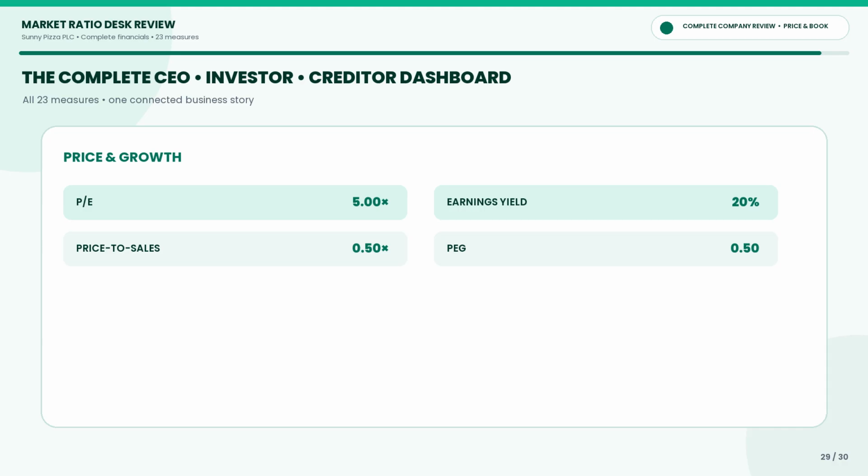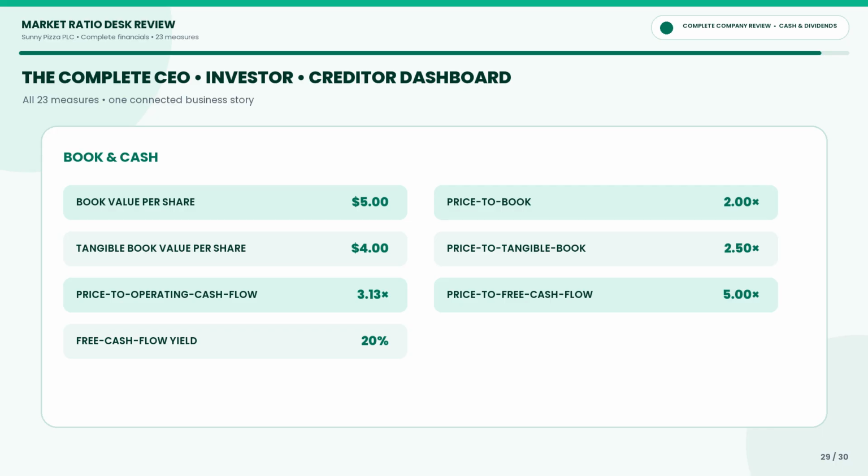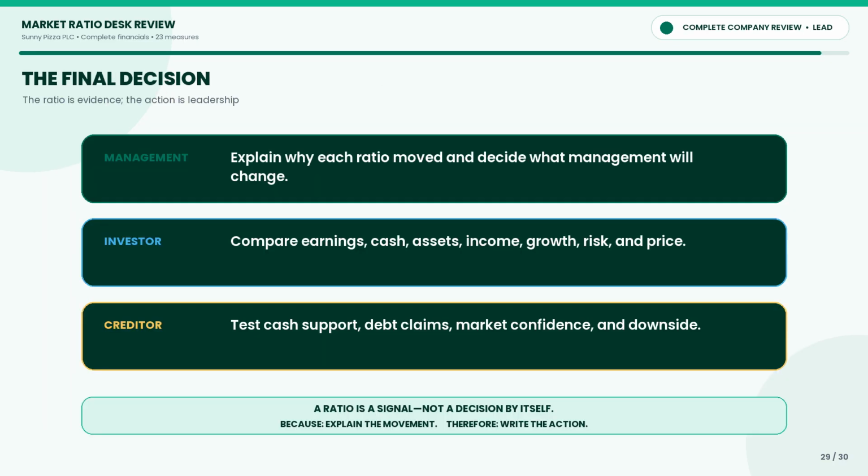Cash measures are 3.13 price to operating cash flow, 5 times price to free cash flow, and 20% free cash flow yield. Dividend measures are 30% payout, 70% retention, 6% yield, and 3.33 coverage. Enterprise measures are 0.83 EV to sales and 3.77 EV to EBITDA. Total shareholder return is 32.5%. The chief executive sees dilution, expectations, capital allocation, and financing choices. The investor sees earnings, cash, assets, growth, and return. The creditor sees debt claims, market confidence, and cash support.